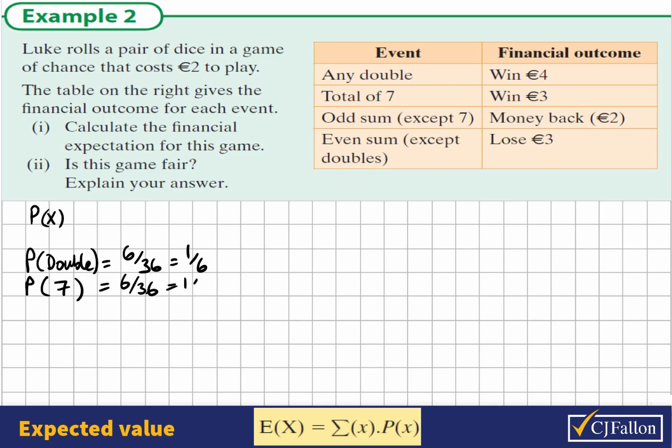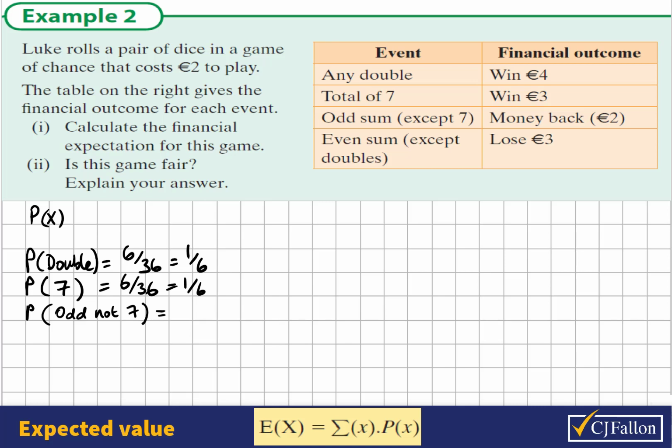of the options. It could be a 1 and 6, 2 and 5, 3 and 4, or the opposite to each of those. The probability of getting an odd number that's not 7: well, of any odd number, half of the options will be odd. To get an odd number, you need an even with an odd.